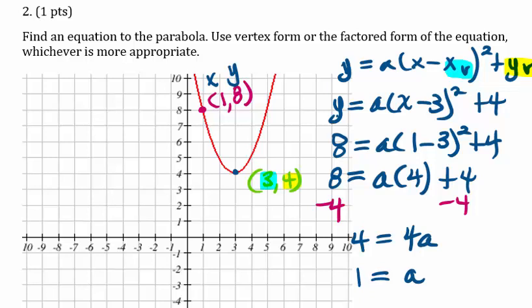Okay, lastly, our equation is actually going to look very similar to this one. Instead of a, we're going to put what a is equal to, which is just a 1.